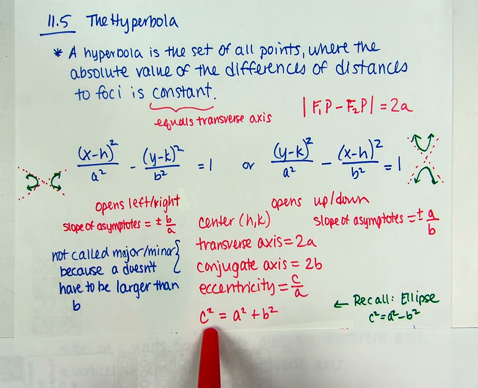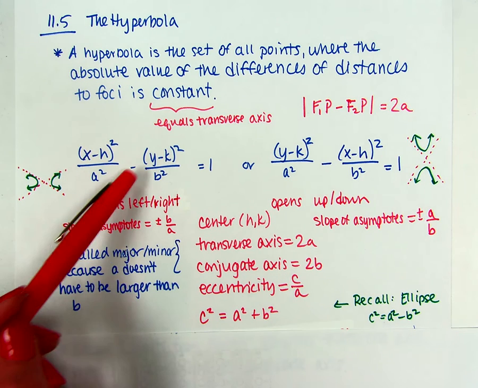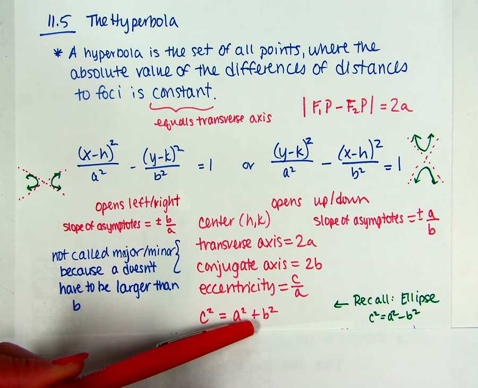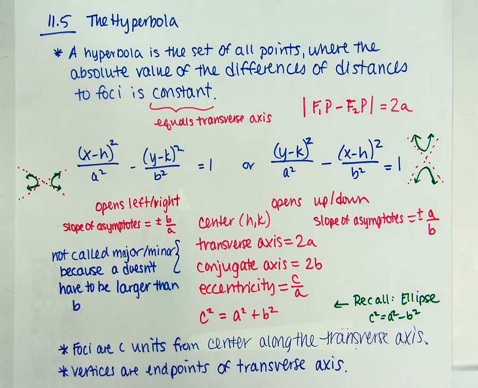But to find c, you're going to do a squared plus b squared, which is the Pythagorean theorem. Okay? With an ellipse, it was a squared minus b squared, so just don't mix those two up. I guess you could think of it as with a hyperbola, there's a minus, and so in your c equation, there's the plus. With an ellipse, there's a minus in the c equation, but in your original equation, there was a plus. Think of it how you want to.